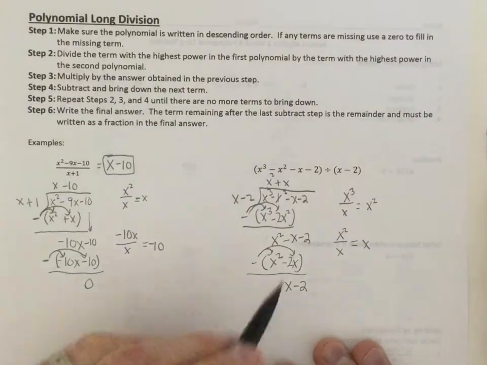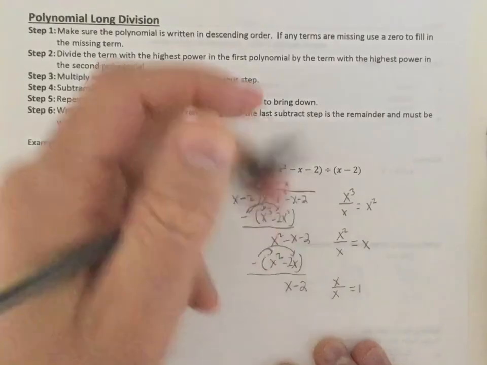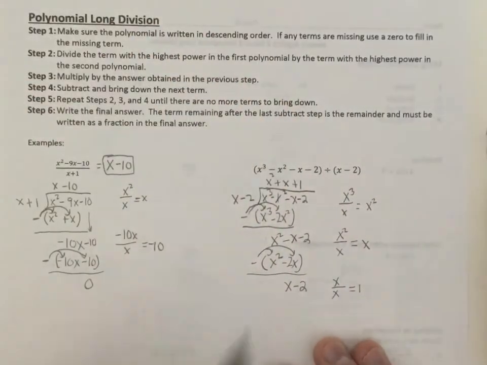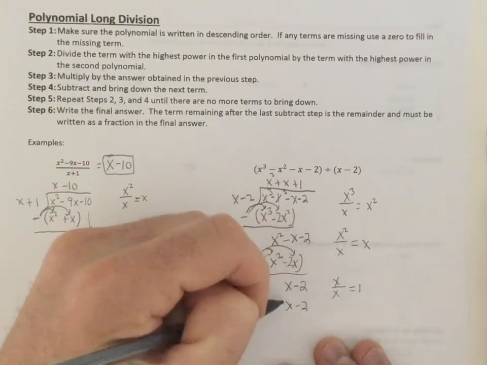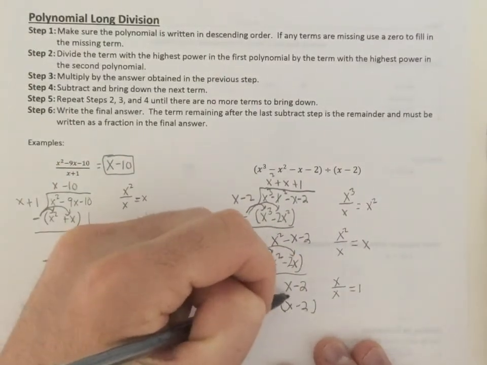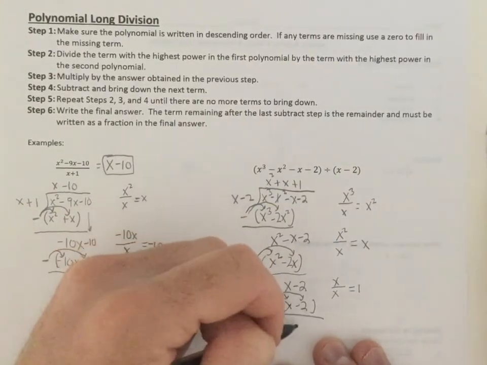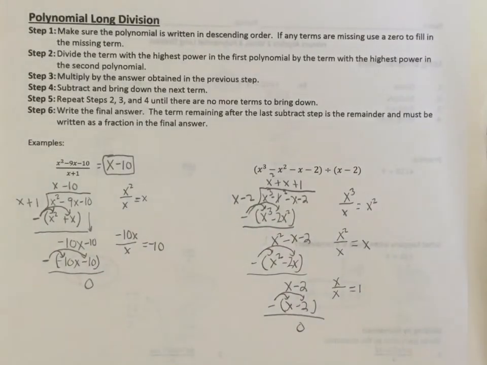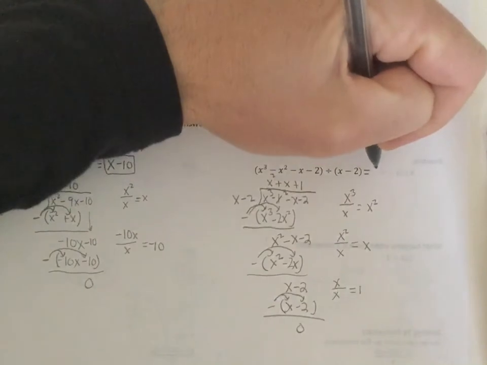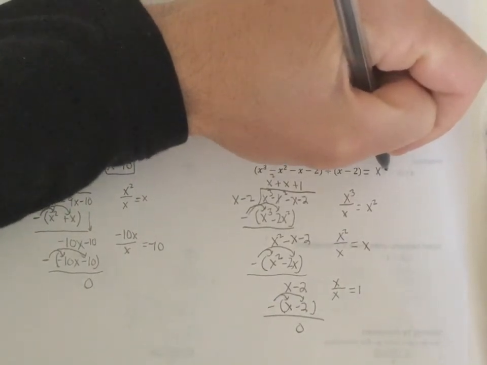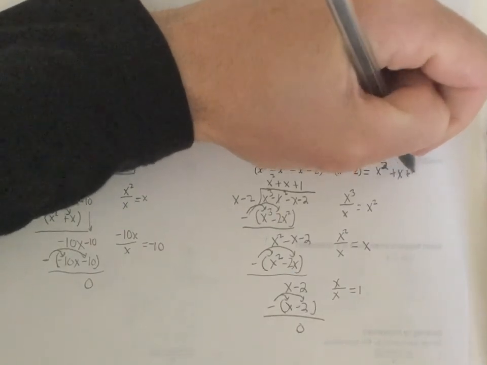And now I take x and divide it by x here, which is positive 1. 1 times x is x, 1 times negative 2 is negative 2. And again, I'm subtracting. So I'd have x minus x is 0, negative 2 plus 2 is 0, so my remainder is 0. So this does divide evenly, and I would get this to equal x squared plus x plus 1.